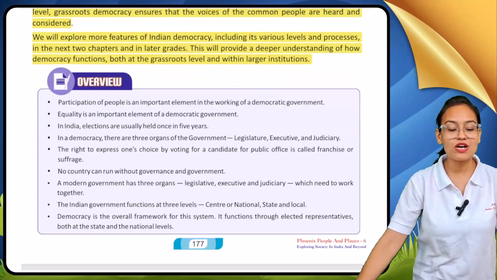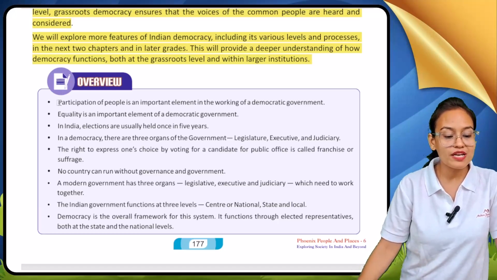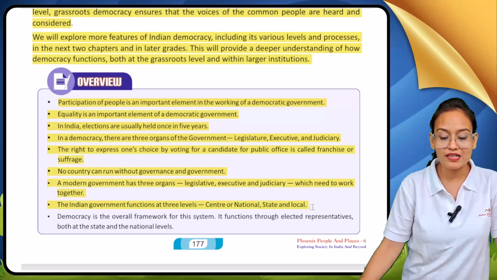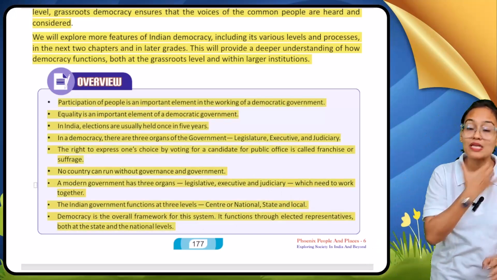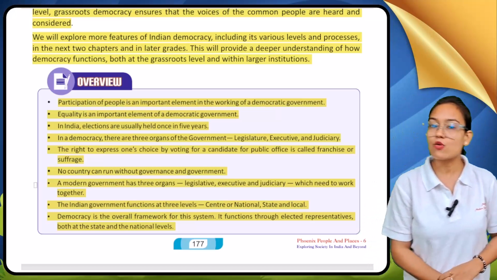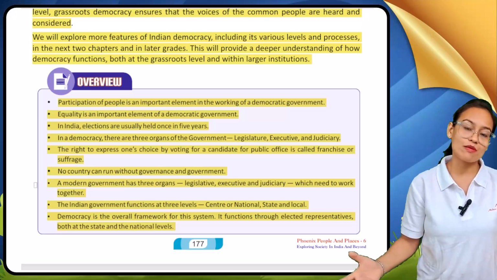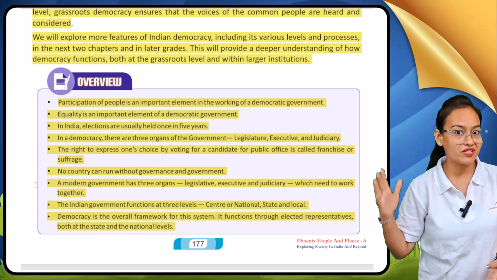Now, my dear student, we are going to see an overview of what we have learned through this chapter. First of all, what is the meaning of democratic government? You all know it is the participation of people. We have seen the participation of people is an important element in forming any democratic government. Equality is an important element in democratic government. In India, elections are usually held once every 5 years.